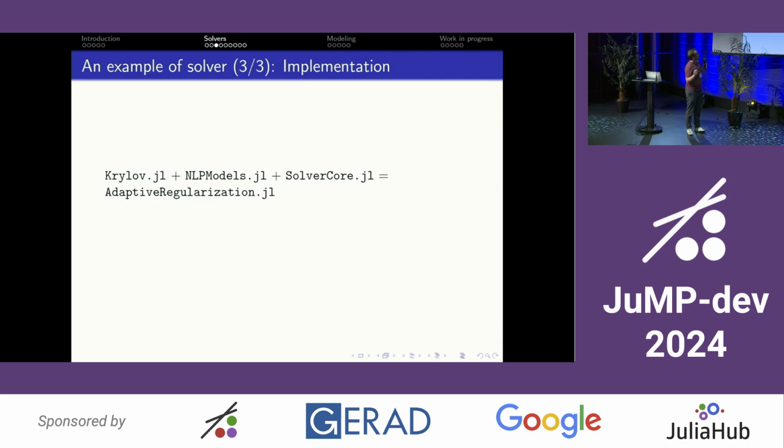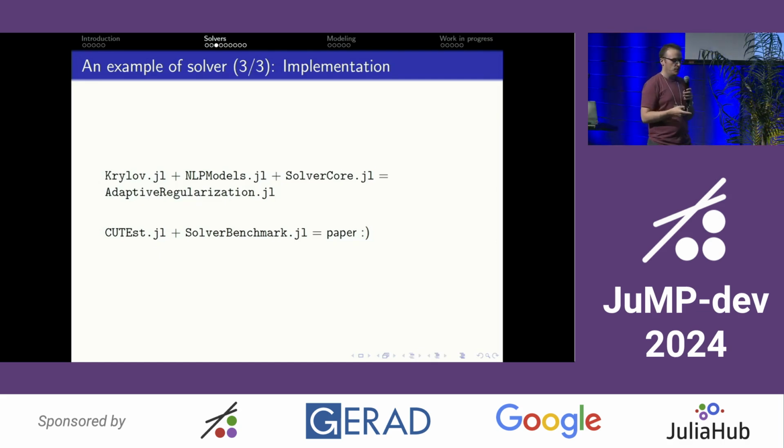So this is one example of a study we did in JSO, and then you have to do a lot of theory, and then implementation is getting very easy thanks to JSO packages. You just use Krylov.jl, which contains a lot of numerical linear algebra iterative solvers, shout out to Alexis for that. You combine this with NLPModels, SolverCore, and then you get your package with your implementation of the method, okay? And if you go one step ahead, you use SolverTest.jl and SolverBenchmark, and you have your paper with numerical results, okay?